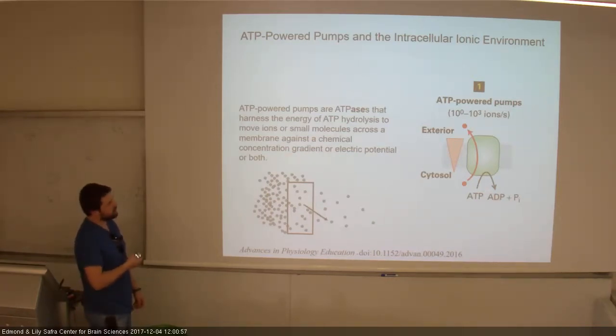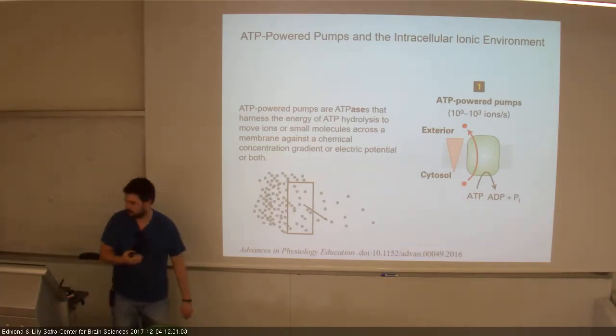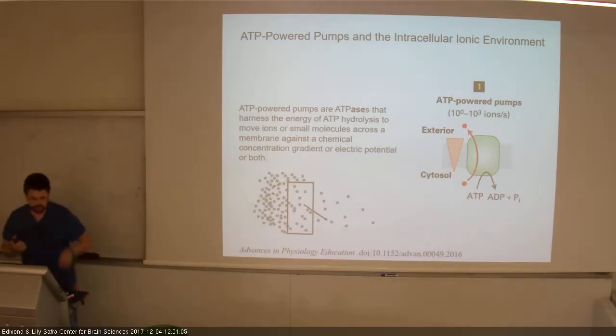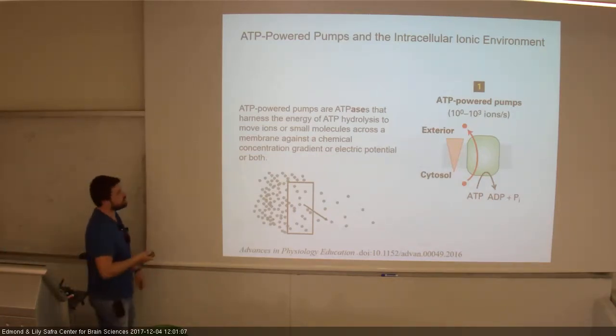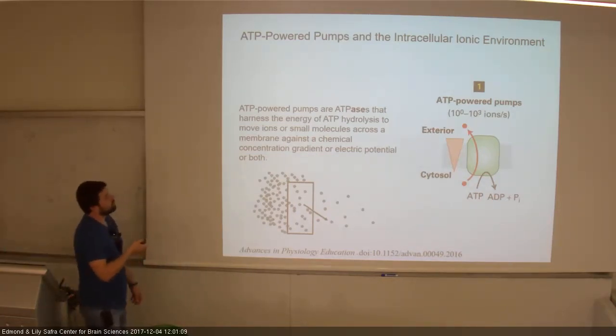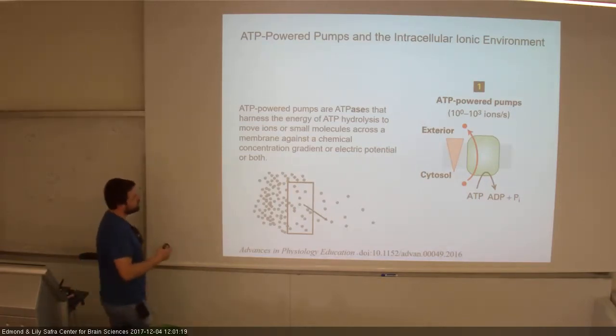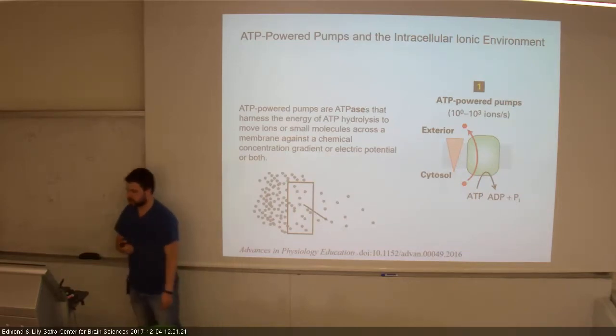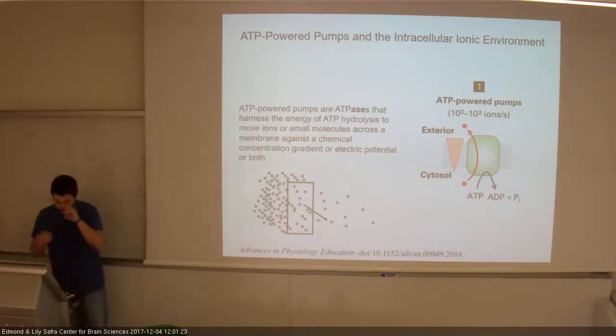It sounds a little bit funny because that's not the function. It just describes the process, but still, this is one of the categories we use to define proteins and enzymes. So the ATP-powered pump is a type of ATPase that harnesses the energy of ATP hydrolysis in order to move ions or small molecules across the membrane and against the chemical concentration or electrical potential or both.